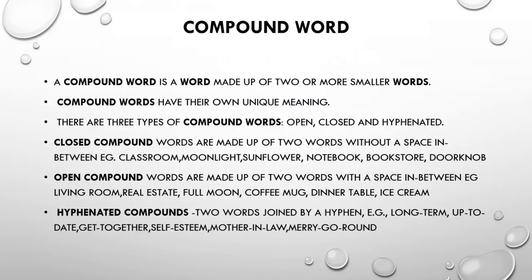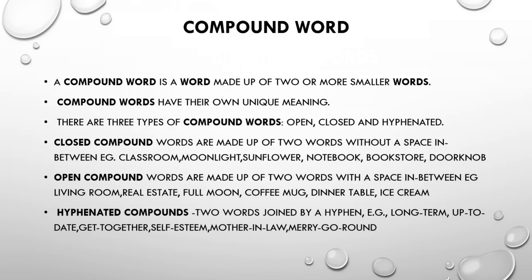Now we go to something known as compound words. A compound word is a word that is made of two or more smaller words. These smaller words may have different meanings, but when combined, they have a unique meaning. Compound words have their own unique meaning, and there are three types: the open type, the closed type, and the hyphenated type.